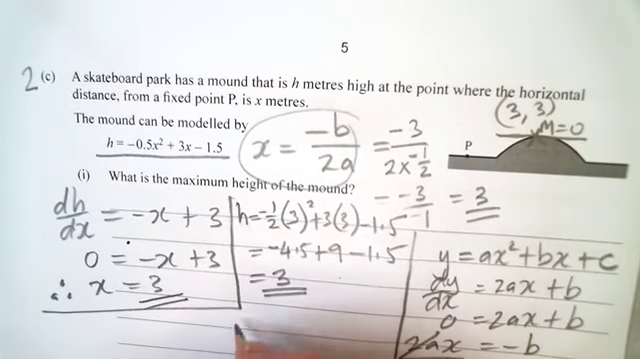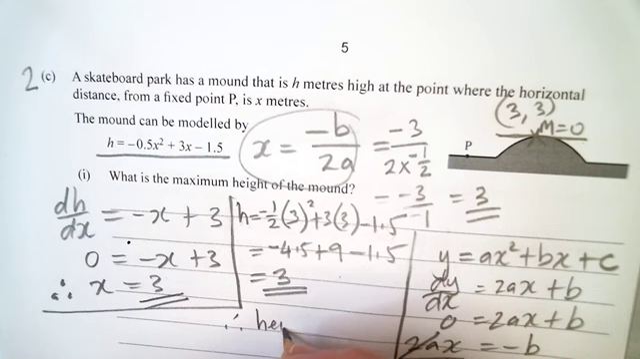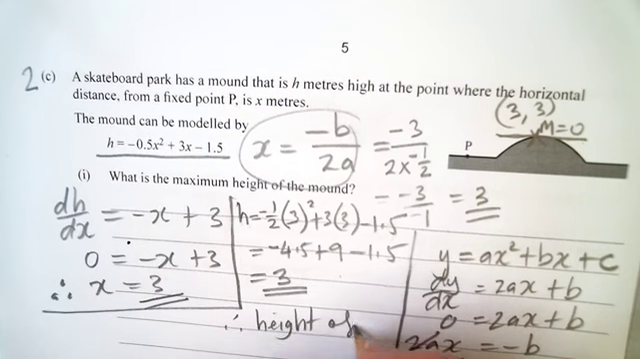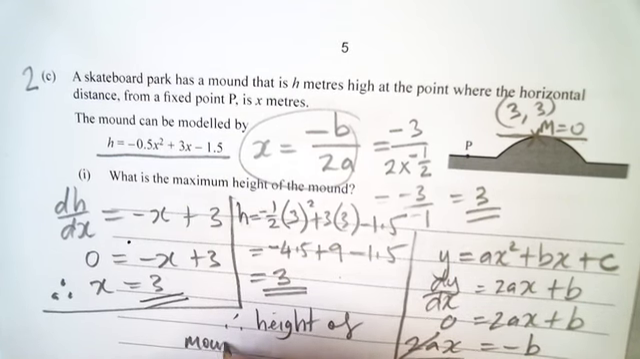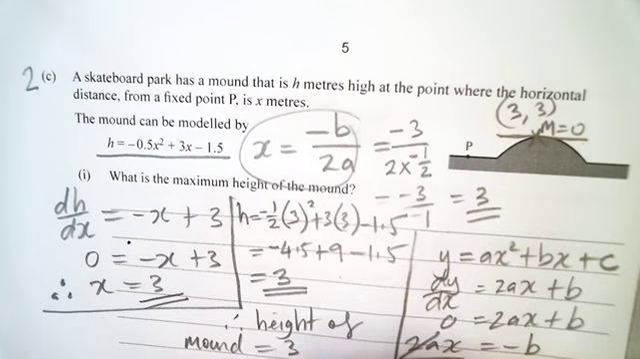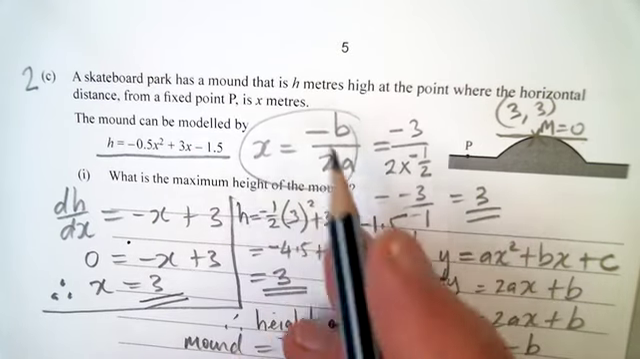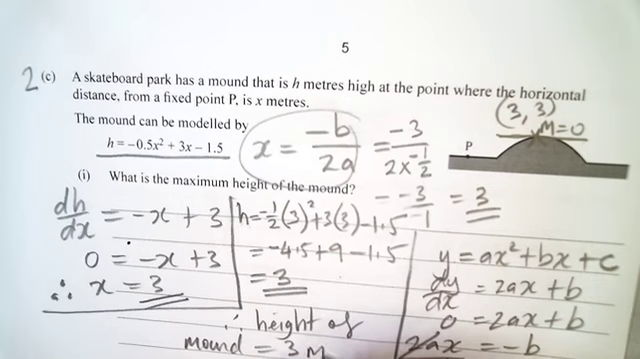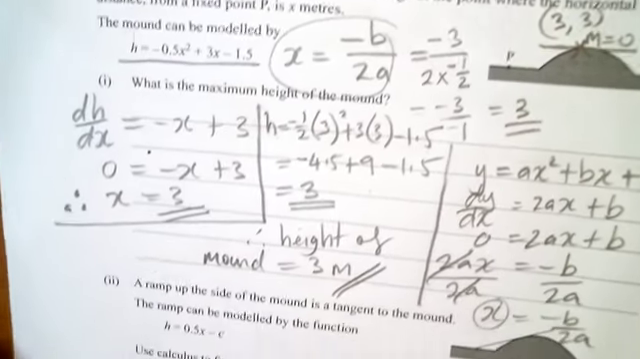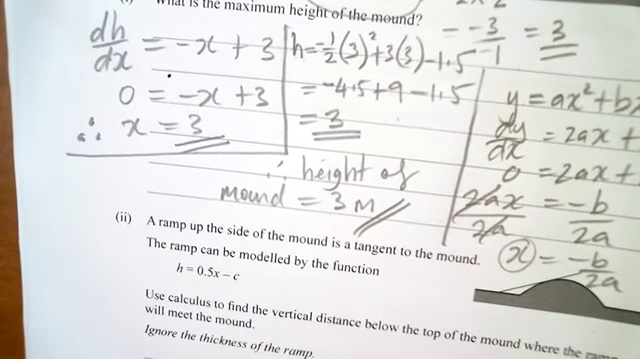But nonetheless, therefore, we can say height of mound equals 3. There are no units. 3 meters we'll put. Yeah, 3 meters. I'm going to say there are no units, but there are, in fact, units there. And that's what I would write. Hopefully all that makes sense.